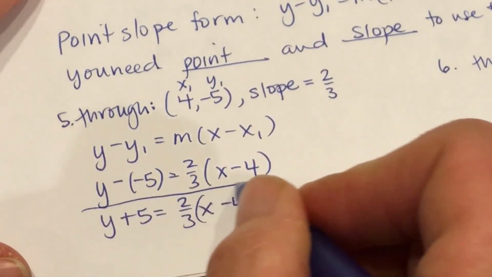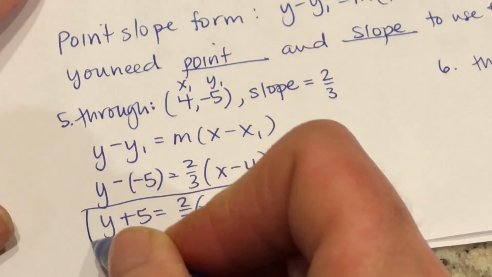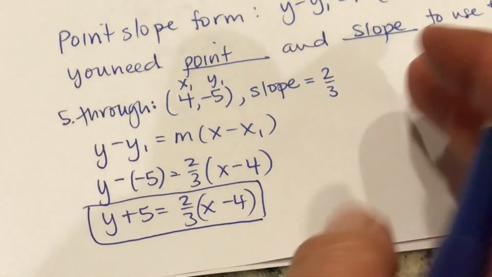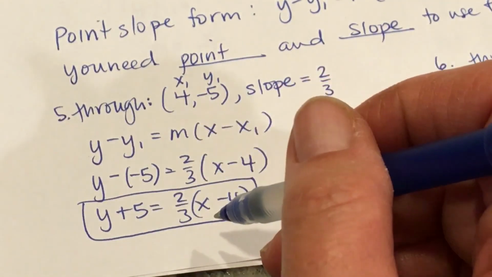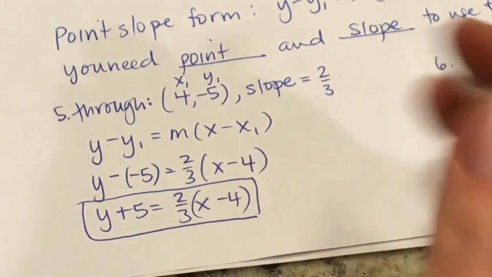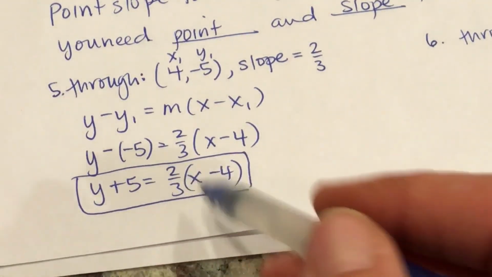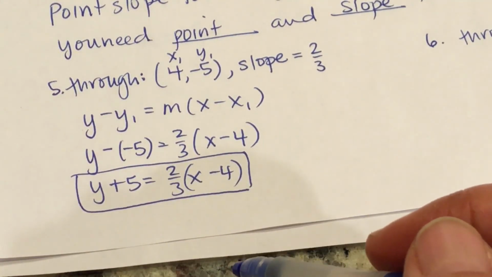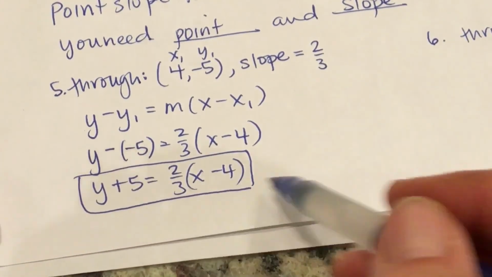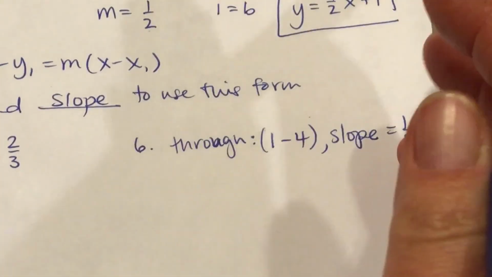This right here is how we want you to leave your answer. We want to see if you understand, if you know how to use this form, so we're asking you to leave your answer. Normally, you actually would not leave your answer like this. You'd simplify it and put it into slope-intercept form, but we're wanting to check to see if you know how to do this, so we were going to ask you to leave it this way.